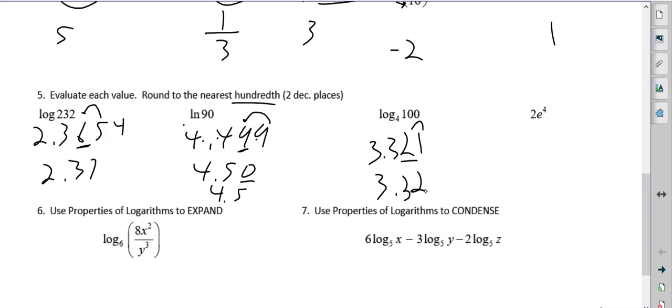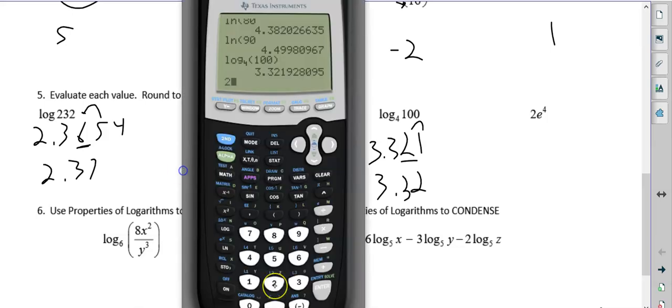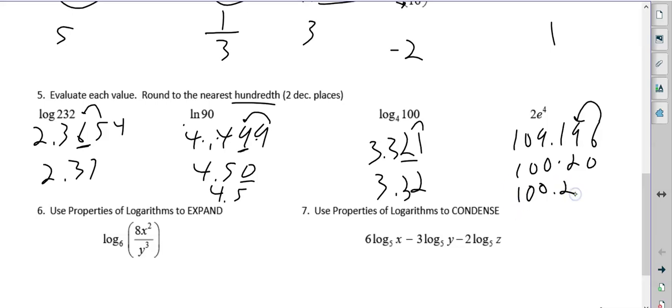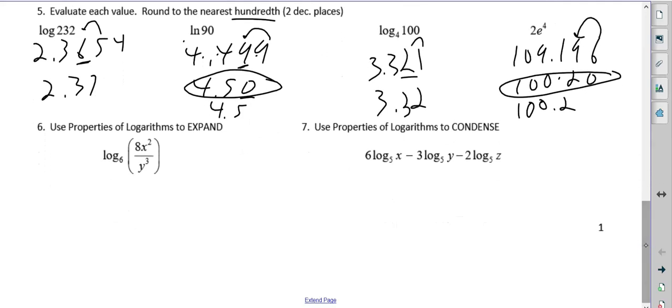All right, 2e to the 4th. Okay, so we hit 2. Notice our e is behind the ln in blue, so second ln, and then 4. 109.196. This 6 tells the 9 to round up. So again, 109.20 technically. If you put 109.2, it is correct, but this is the preferred answer, just like this is the preferred answer. It just shows you recognize that you rounded in the hundredth spot.